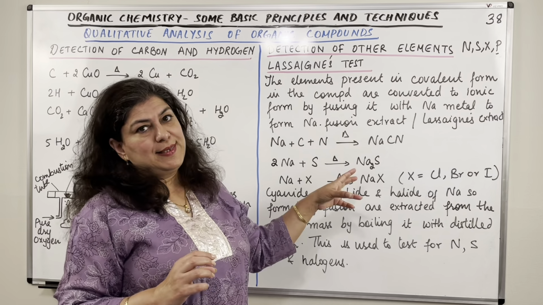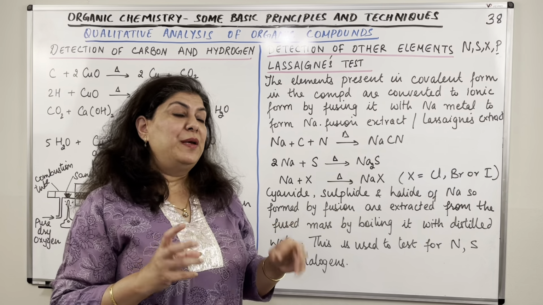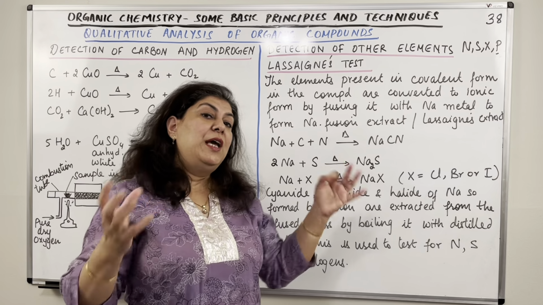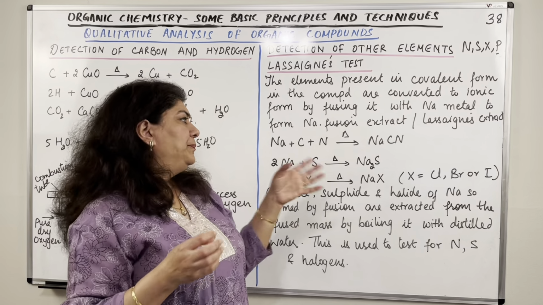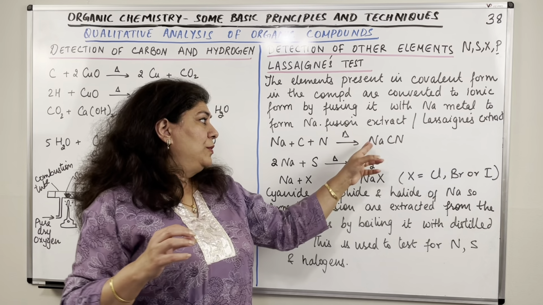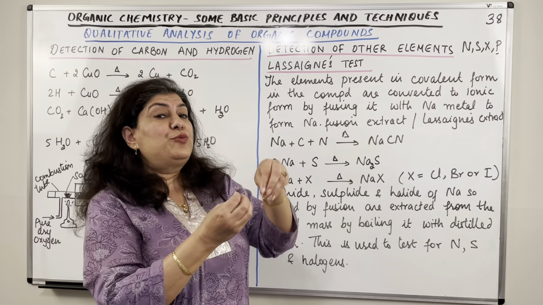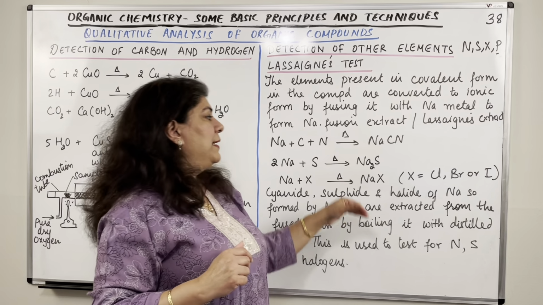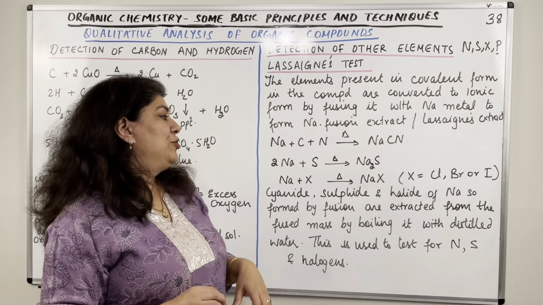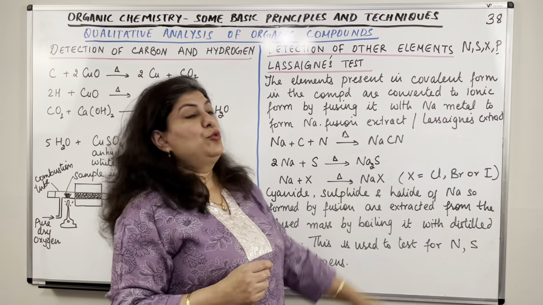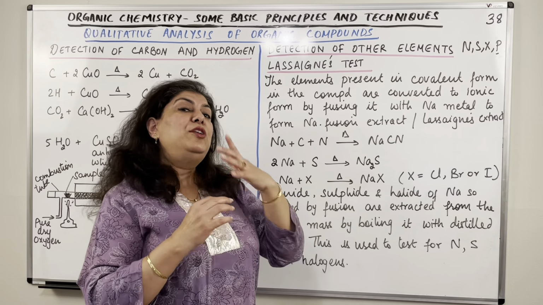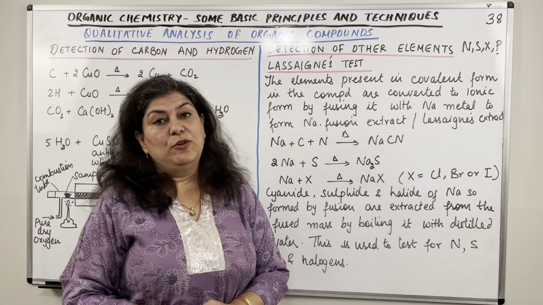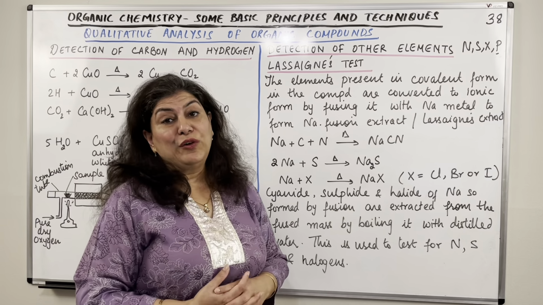For that, you prepare a Lassaigne extract with the help of sodium. You fuse the compound with sodium, and if it has nitrogen, sulfur, or halogens, you get the ionic forms of these elements. In the case of nitrogen, you get sodium cyanide, you get sodium sulfide, which has sulfur, or sodium halide. All of these are ionic, and then you will carry out the ionic tests to identify the presence of nitrogen, sulfur, and halogen. And then there is another test for phosphorus.